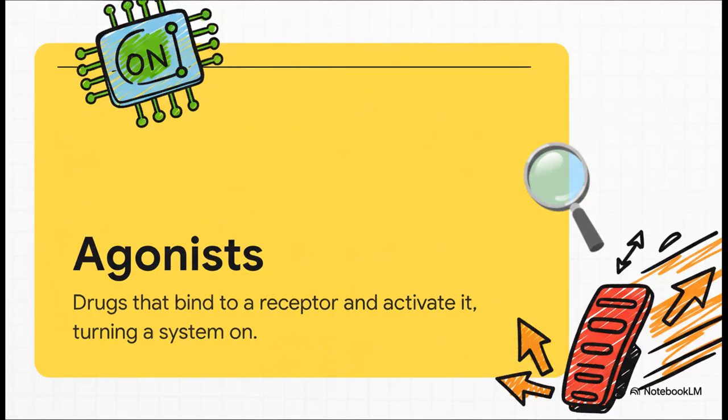The first type of action we need to know is called an agonist. Now, what the heck is that? Well, simply put, an agonist is a drug that finds a receptor and flips the on switch. It activates the system. It turns it up. Think of it like pushing a button to make something happen.